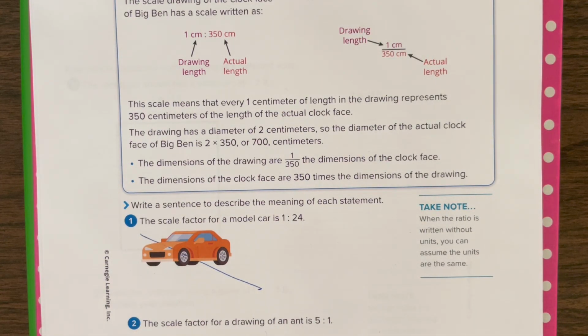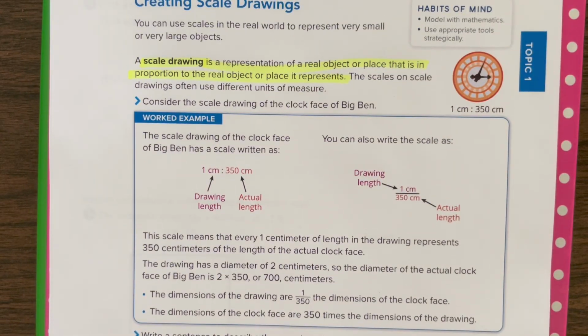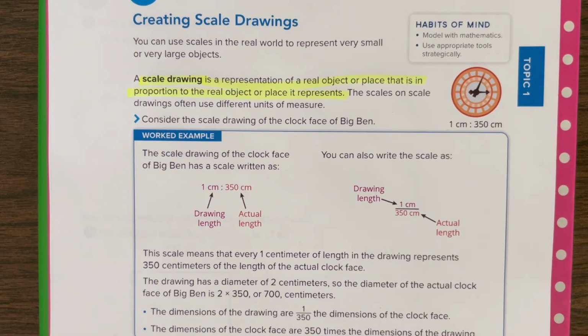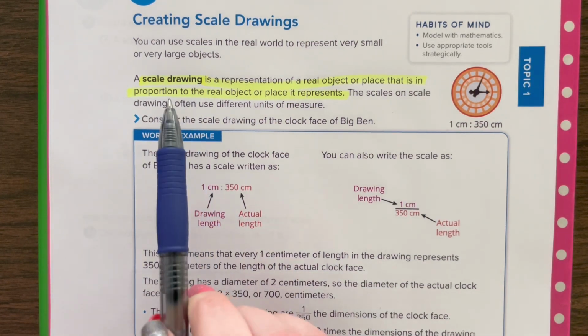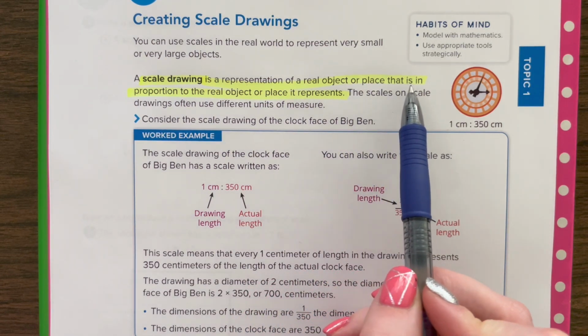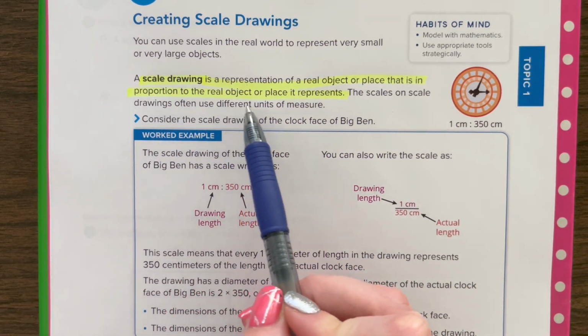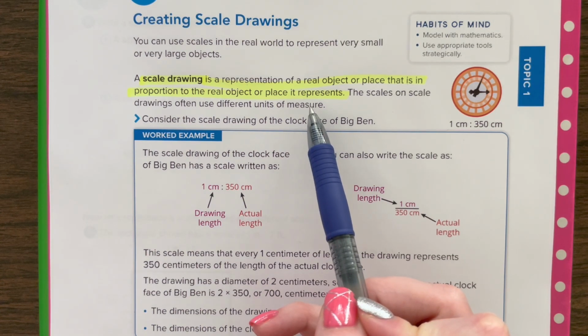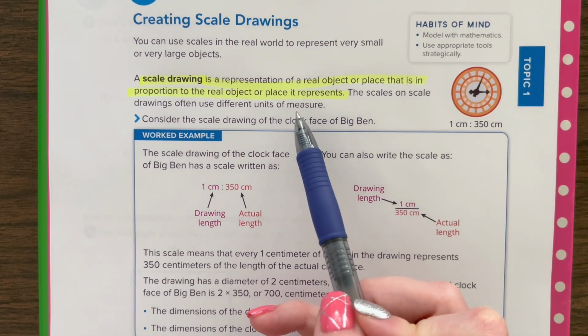All right, we're gonna have another vocab word, and this is a scale drawing. And so this is how scale factors are used in the real world. A scale drawing is a representation of a real object or place that is in proportion to the real object or place that it represents. So we use these all the time in the real world.